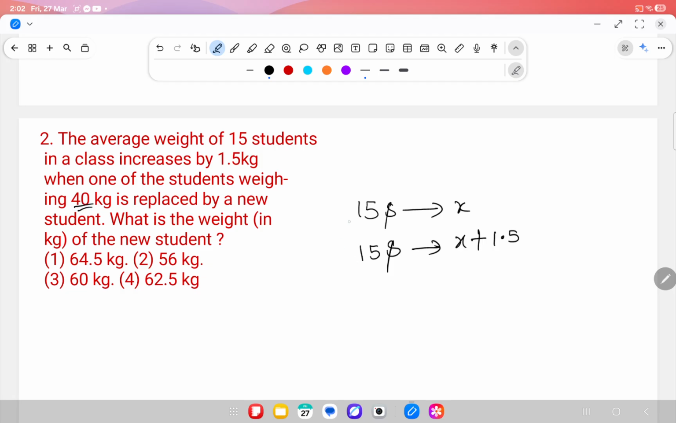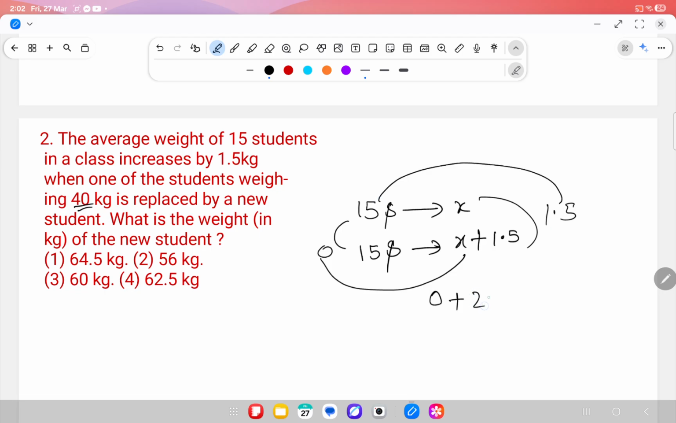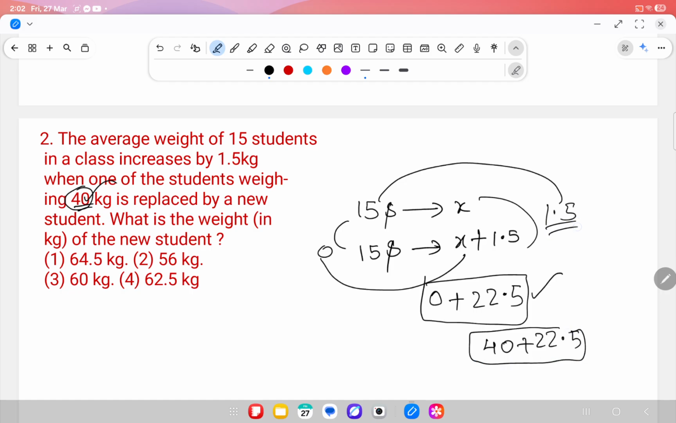Do this: 0 into x plus 1.5, since it increased by 1.5. So 1.5 into 15 is 22.5. Just add this to the person who is replaced. 40 plus 22.5. Since he went and a person who is 22.5 kg more joined, the average got increased by 1.5. So we are adding that. So it becomes 62.5.